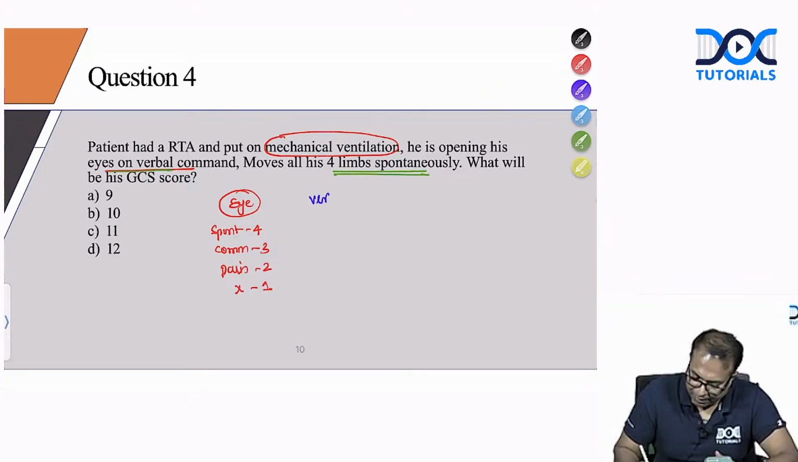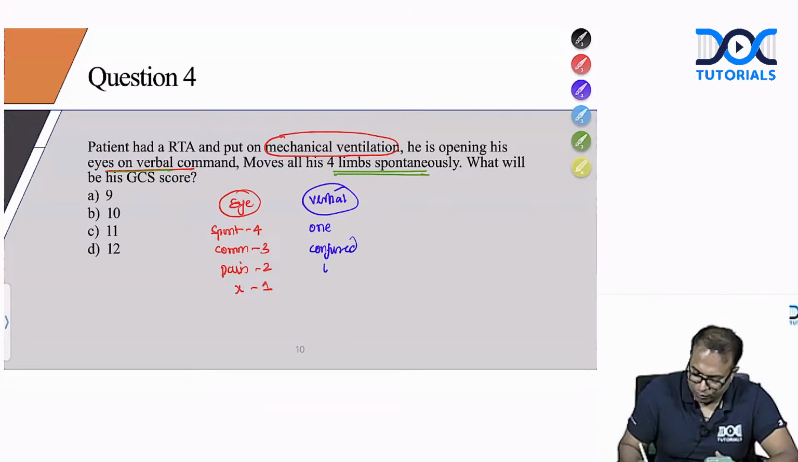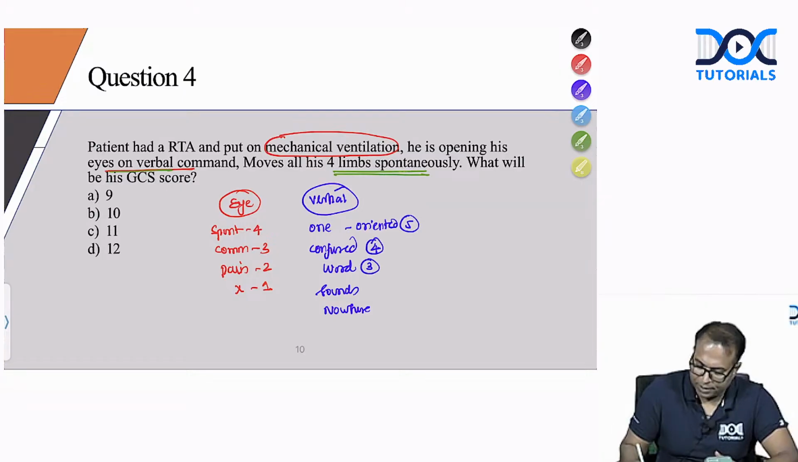For verbal, the mnemonic is very easy. "One confused word sounds nowhere" is the mnemonic. Patient is oriented, give him 5 points. Confused, 4 points. Inappropriate words, 3 points. Incomprehensible sounds, 2 points. No sound, 1 point.